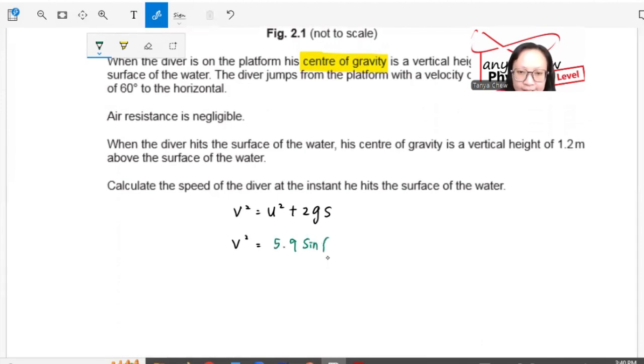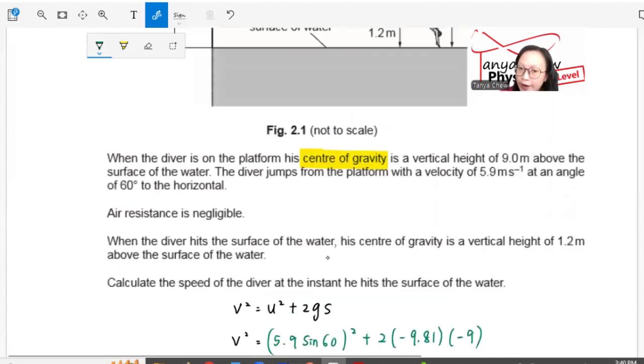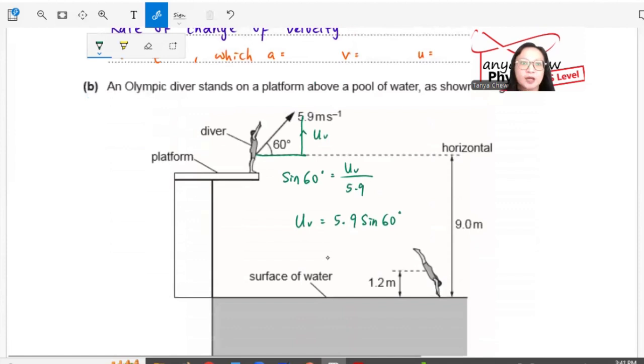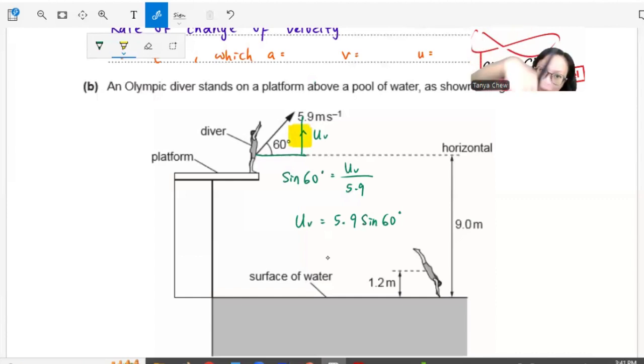That's all. Just sub it into this equation. 5.9 sine 60, and you have to square it, plus 2, negative 9.81, and the distance is negative 9. You know why I put negative? Because the U that I resolved is acting in the vertical direction. The g is acting in the downwards direction. U vertical is acting in the upwards direction.